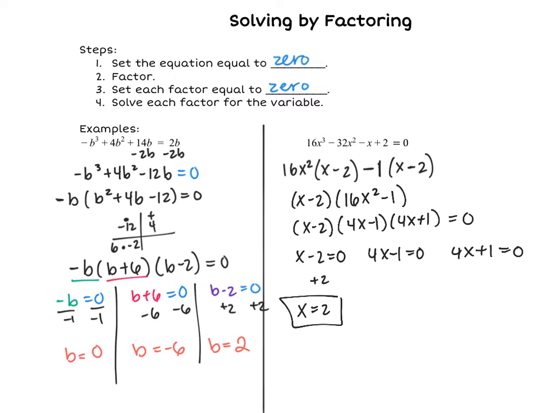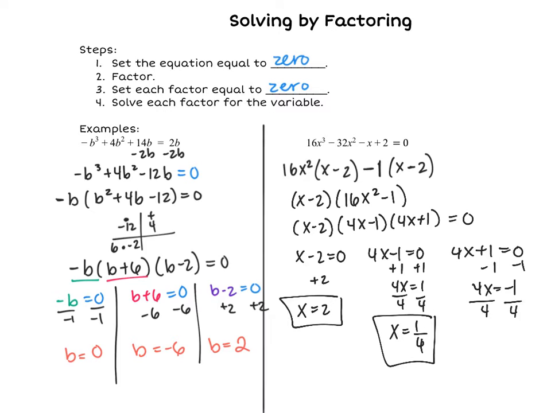So my first solution is x equals 2. Then for the next factor, I add 1, and I get 4x equals 1. Divide by 4, and I get x equals 1/4. And my last factor, subtract 1 on both sides, and I get 4x equals -1. Divide by 4, and I get x equals -1/4. And that is all we need to do. And remember, we could have checked these by graphing these functions and seeing where the x-intercepts are and if they're the same values as we just got here.